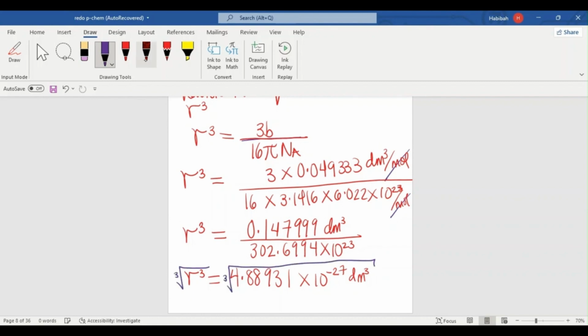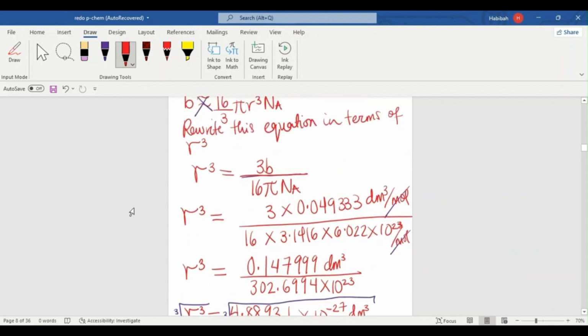So solving for the cube roots, we have r is going to be 1.69726 times 10 raised to the power of negative 9 dm, because the cube root of dm cube is just dm. And let's not forget that because we're dealing with a chemistry based question, we have to pick the lowest number of significant figures and put our final answer in that number of significant figures.